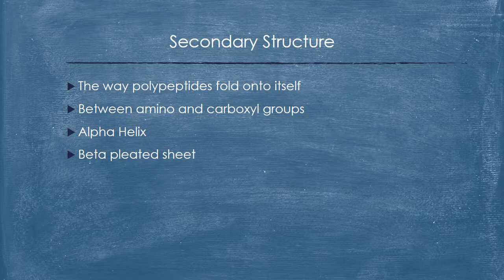So the next type of structure we have is called secondary structure, and this is the way polypeptides fold onto itself, and it's between the amino and carboxyl groups. When the polypeptides fold onto itself, we get two types of motifs. We have the alpha helix and a beta pleated sheet, and I'll describe more of that later.